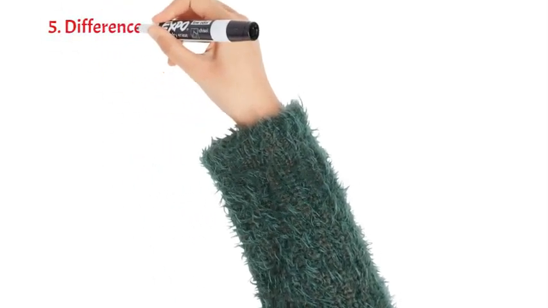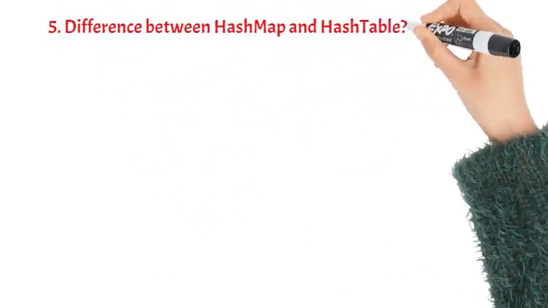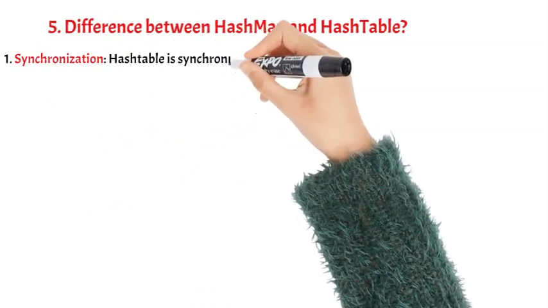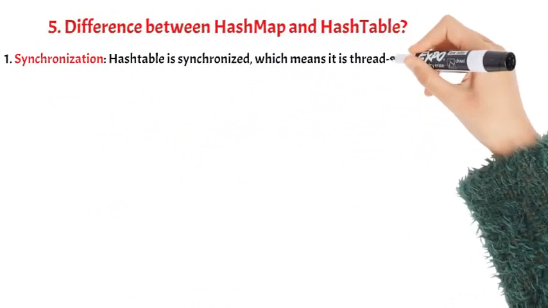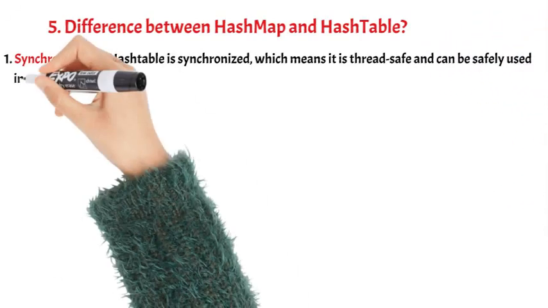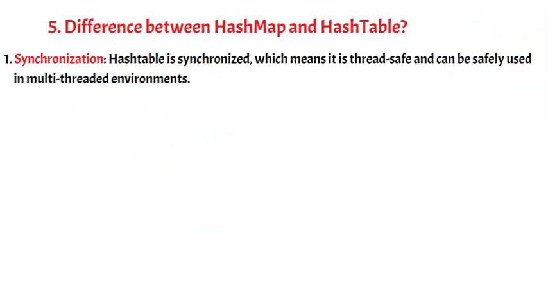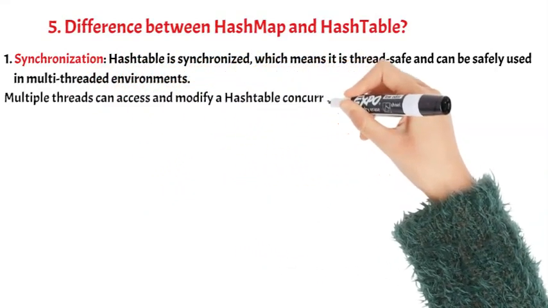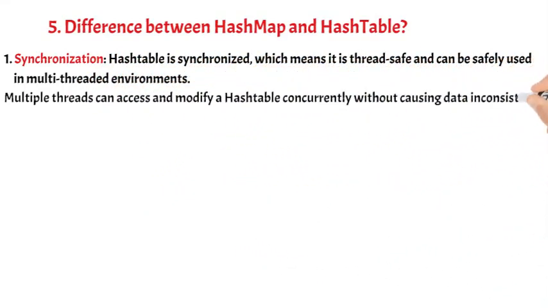5. Difference between HashMap and HashTable. 1. Synchronization. HashTable is synchronized, which means it is thread-safe and can be safely used in multi-threaded environments. Multiple threads can access and modify a HashTable concurrently without causing data inconsistency.